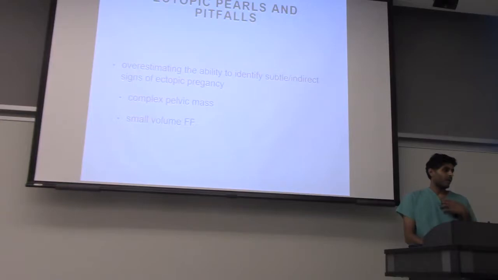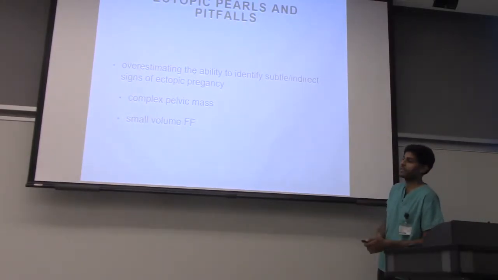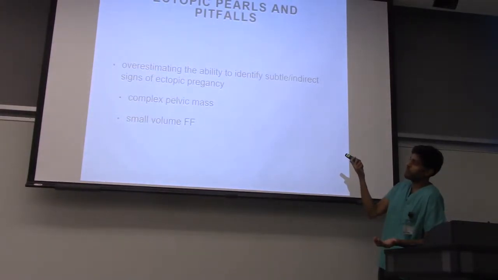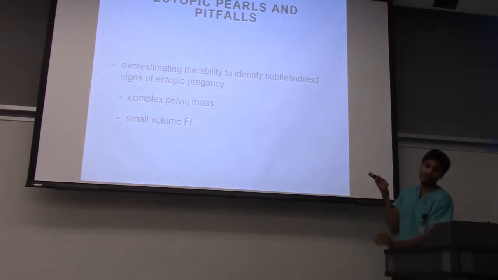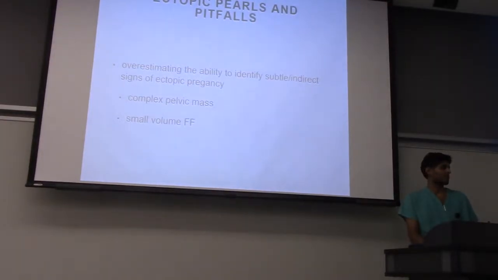This one, I don't think we make this mistake that much unless you're just really arrogant, but like I said earlier, these things are pretty hard to identify, those non-specific signs. So if you think that you're like a baller and you're going to go in there and find something and confirm the diagnosis, you could get yourself in trouble. So oftentimes, you may have complex pelvic masses and or small volumes of free fluid that are the only signs of the ectopic pregnancy, and you have to be really vigilant for those things.